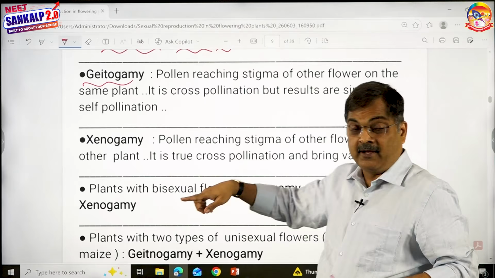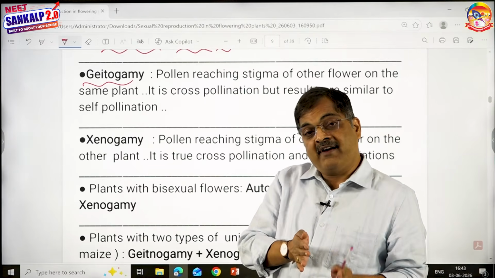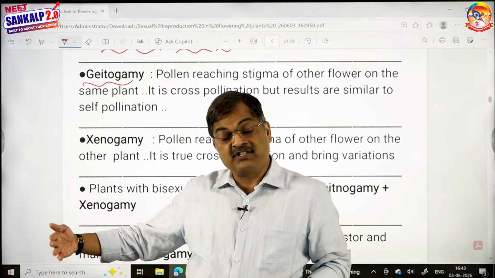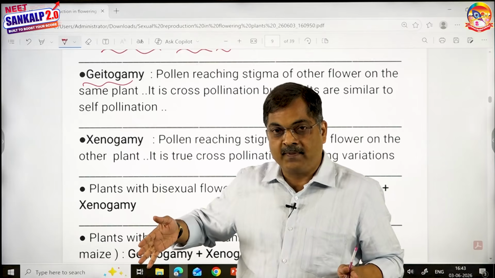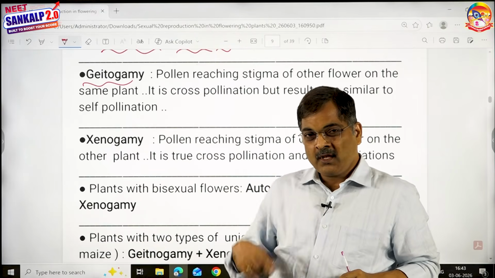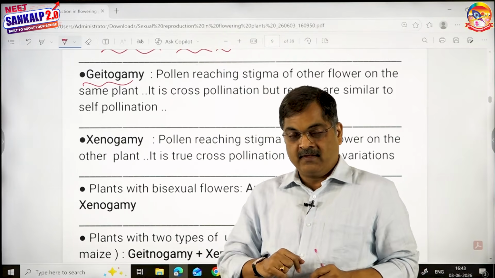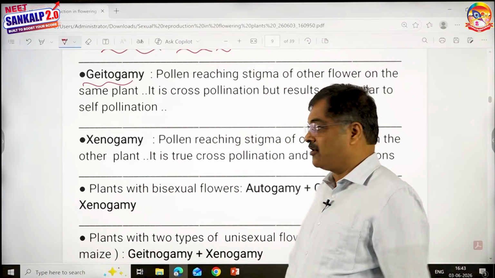Then what is xenogamy? The transfer of pollen from the anther of one flower on one plant to the stigma of another flower of another plant. So pollination is involving 2 plants. Listen, pollination in one flower, autogamy. Pollination between 2 flowers on the same plant, geitonogamy. Pollination between two flowers present on two different plants, xenogamy.